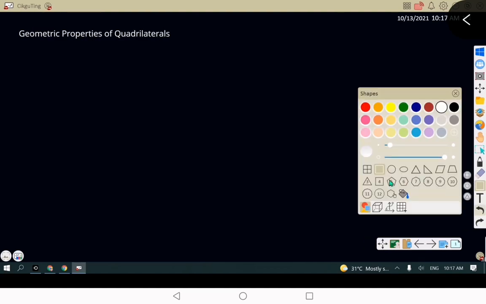Okay. So firstly, you already normally know about the square. We consider it a square because all sides are equal. Okay? All sides are equal, and also all interior angles are 90 degrees. So this is the geometric property to identify a square. Do you understand or not?